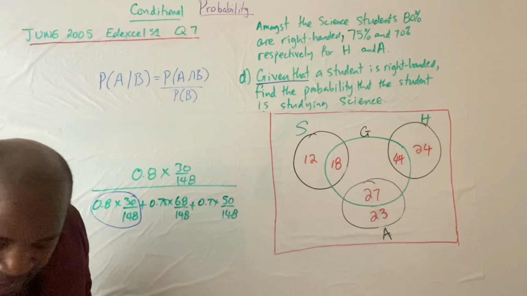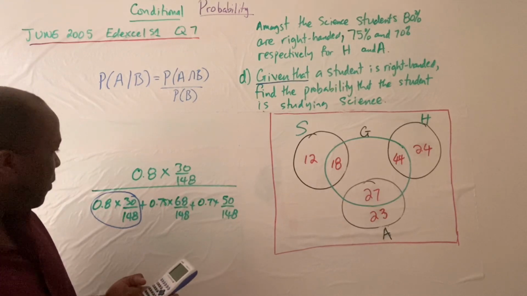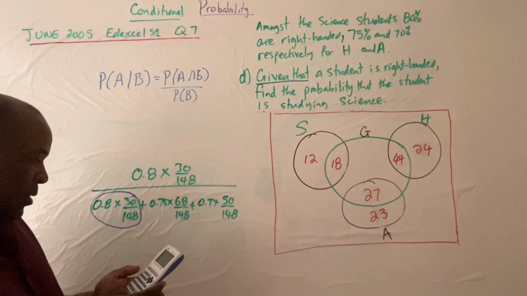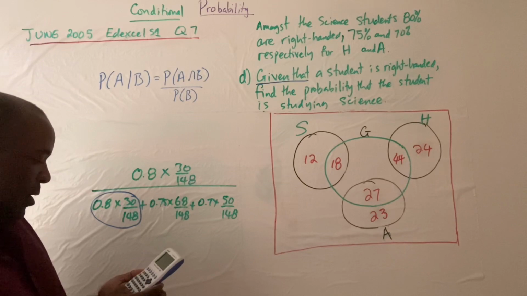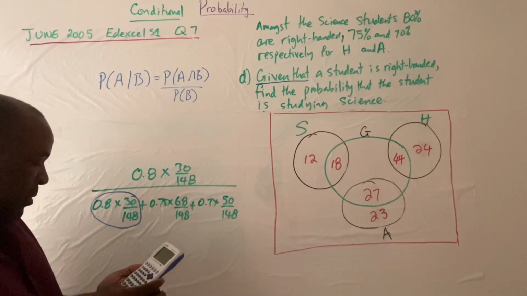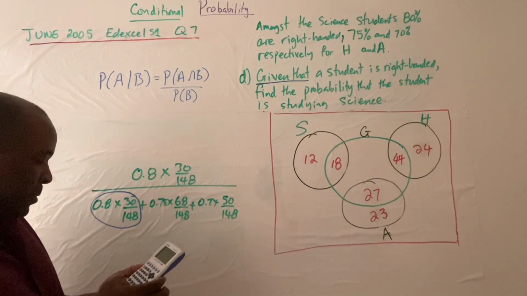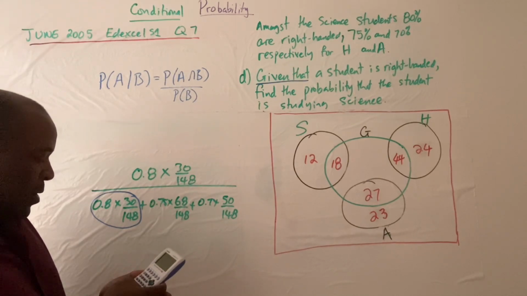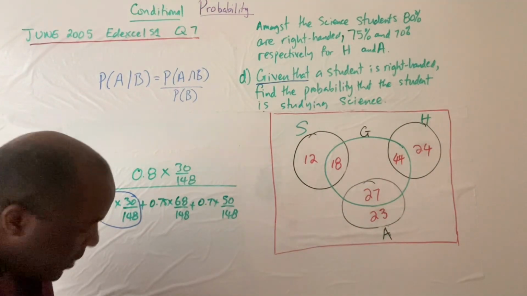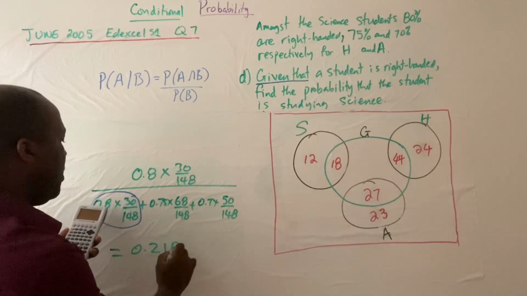We just enter it into the calculator and then decimalize as appropriate to 3 significant figures or 3 decimal places. So we have 0.8 times 30 over 148, and then we're going to divide that by 0.8 times 30 over 148 plus 0.75 times 68 over 148 plus 0.7 times 50 over 148. When we do that, we're going to get 0.218 to 3 decimal places.